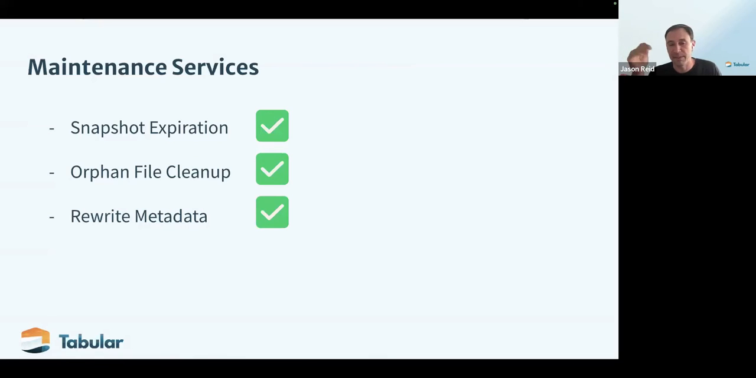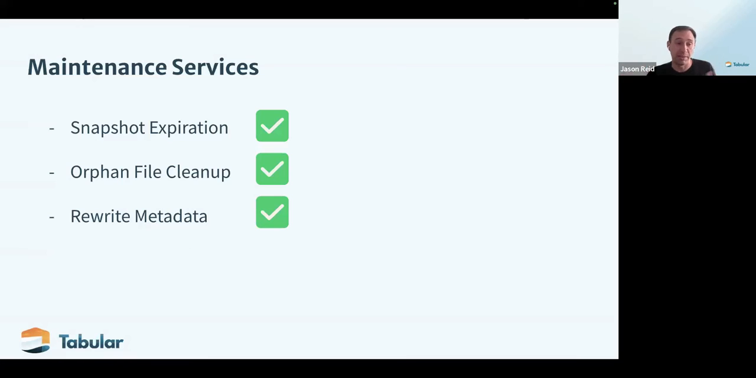Orphan file cleanup. This is, hey, sometimes you have jobs that run that maybe don't actually commit data. They've written data to disk, but don't ever commit it to the table. So you have these orphan files that are left around. We handle cleaning all those up in a very optimal way. And things like rewriting metadata.